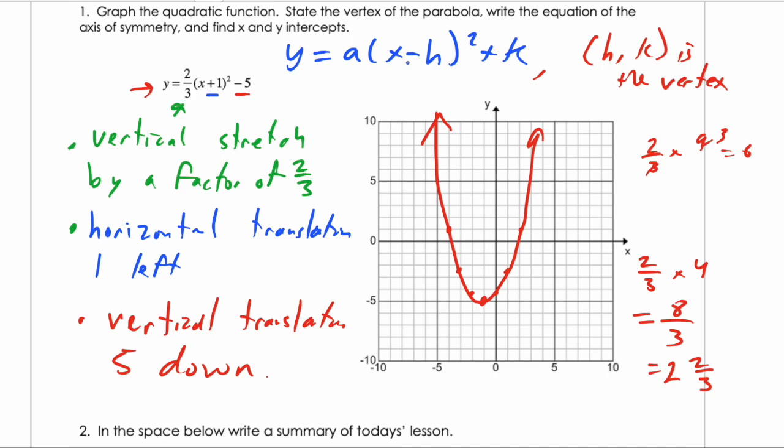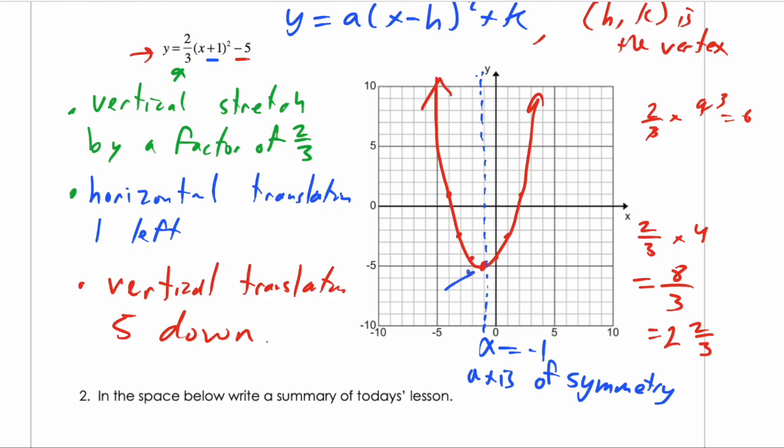And let me mention the axis of symmetry again. The line that goes straight down the middle, x equals -1, is called the axis of symmetry. Okay, and the vertex is another important point, -1, -5.